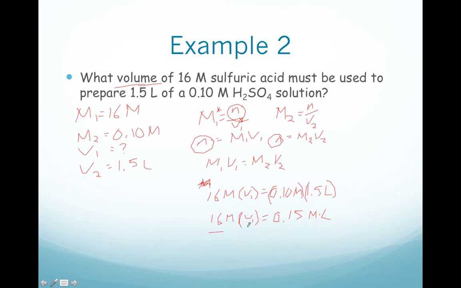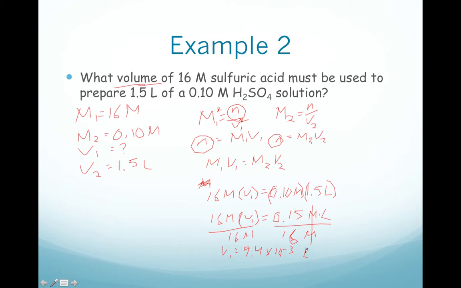And to get V1 by itself, I'm going to divide by 16 molar. And you'll notice this will cancel out my units there. So if I take 0.15 divided by 16, this is going to give me a V1 of 9.38, 9.4 times 10 to the minus third liters.